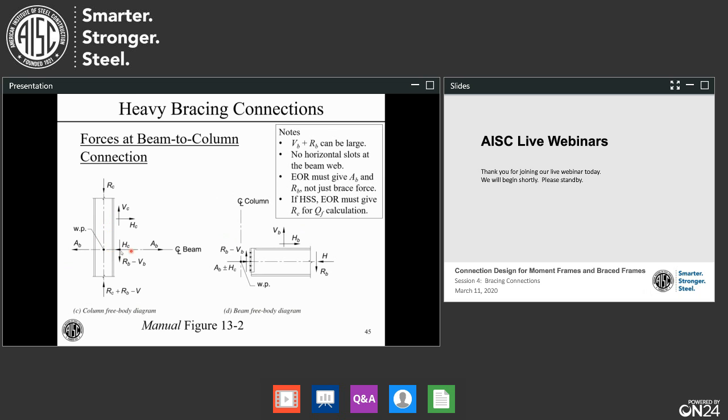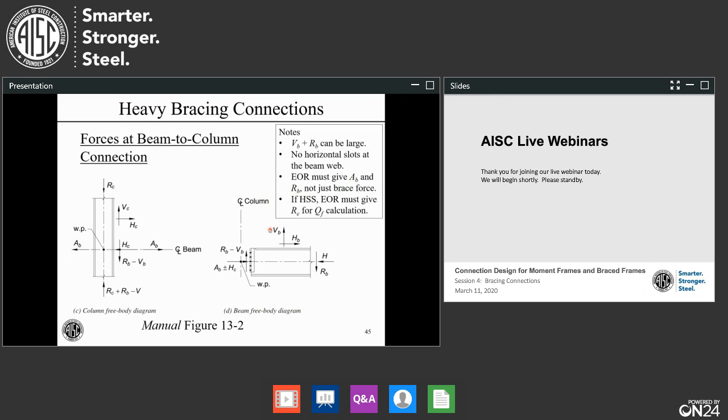The interface force, as far as left-right forces go, we have the transfer force and HC adding together or subtracting depending on their signs. So you have this force right here. And you can see it better over here. It's A sub B plus or minus HC. This can be a large force. Note also that the engineer of record needs to give us this. The engineer of record can't just give us the brace force and say go. It has to give us much more than that. It's got to give us A sub B. And by the way, R sub B, we also need this one too.